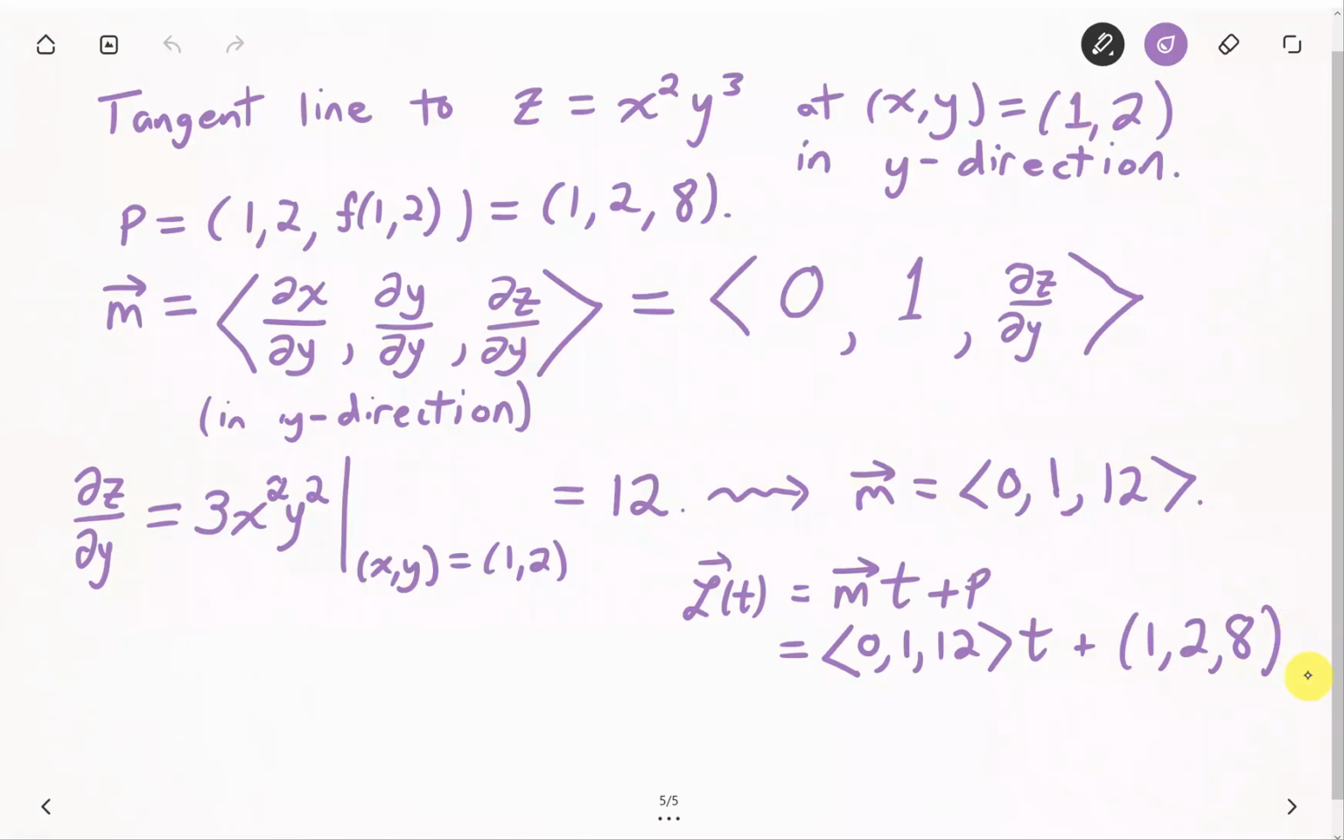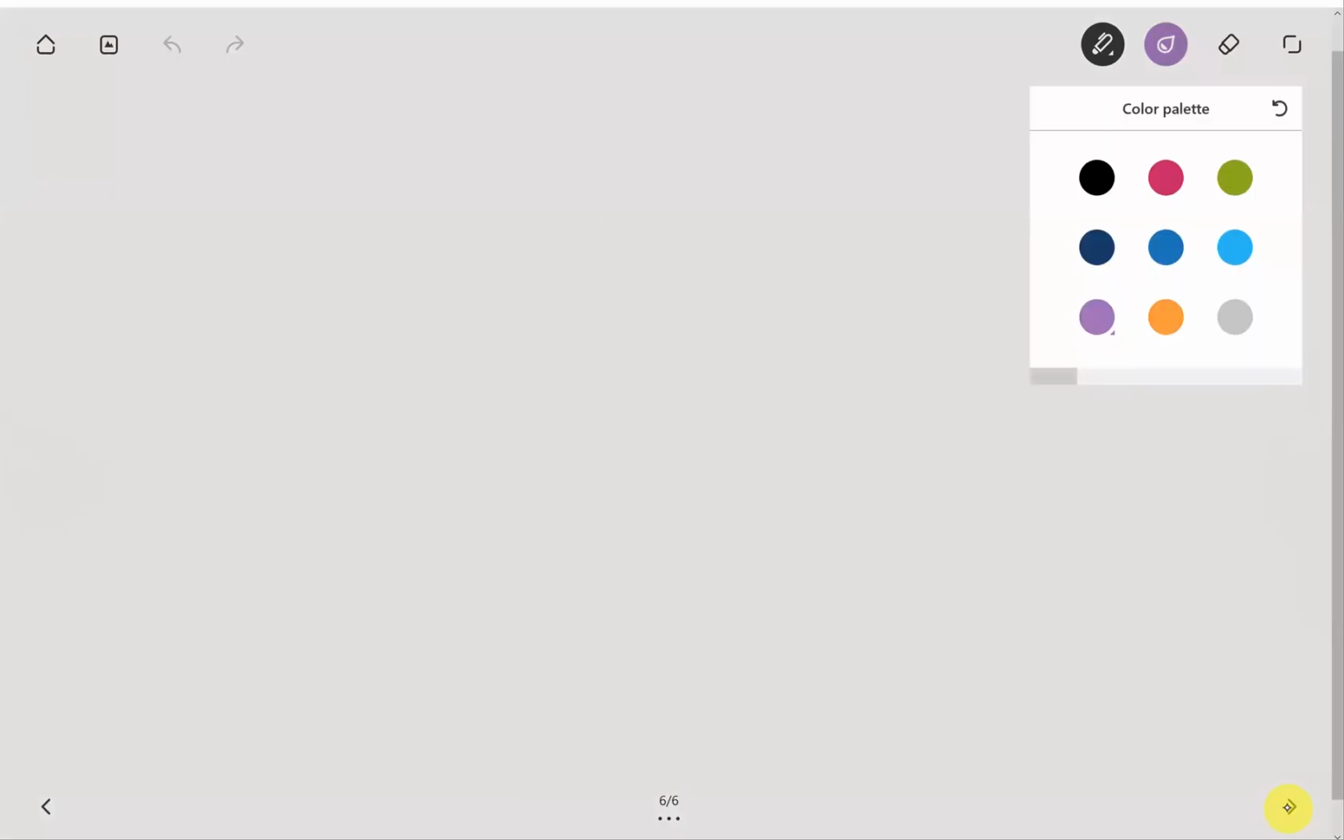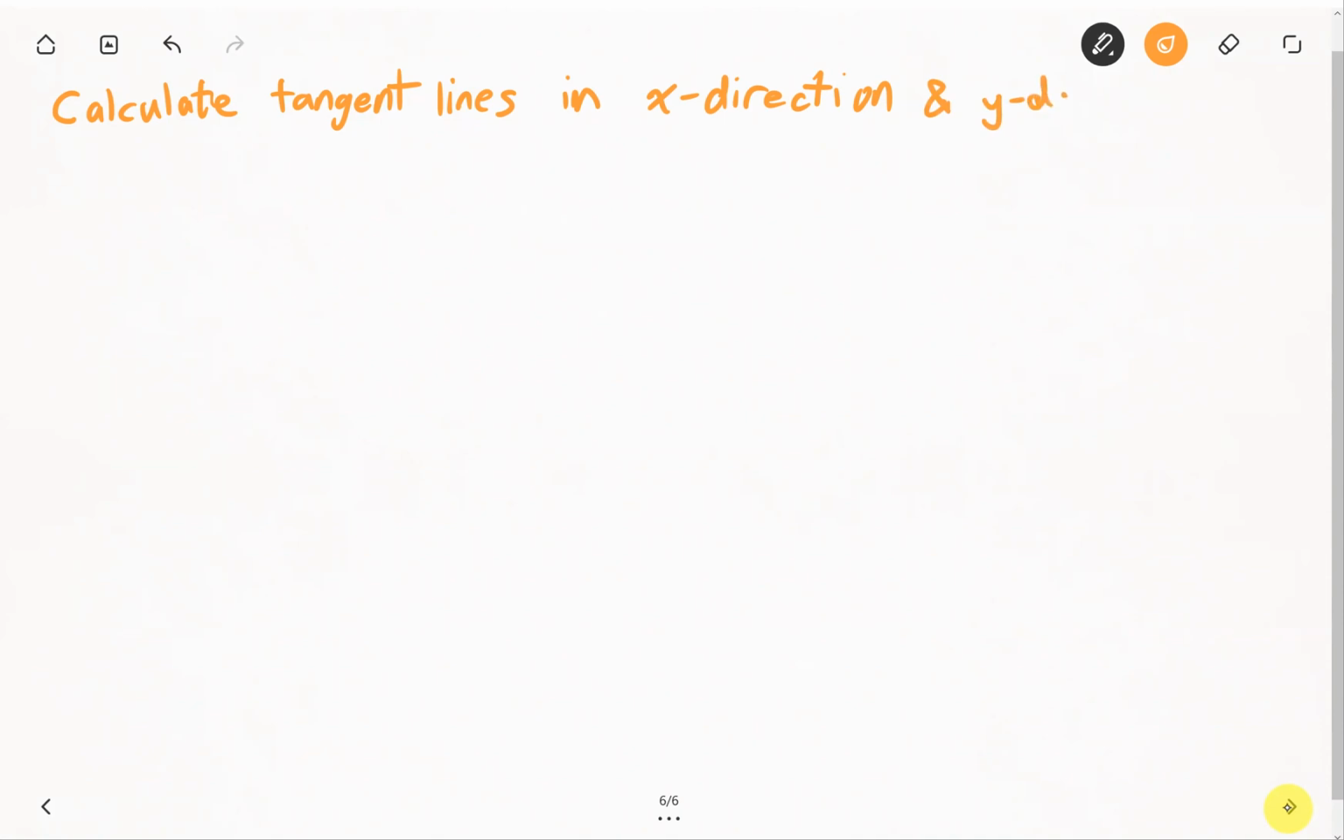All right, that was a good example. Let's go ahead and do another one. Maybe I'll start off with a new color. So again, we're calculating tangent lines to a multivariable function at a given point. So now for this next problem, let's say we're going to calculate the tangent lines in both the x direction and the y direction.